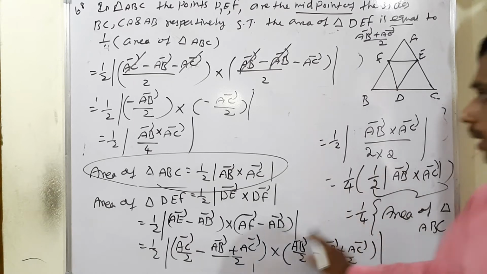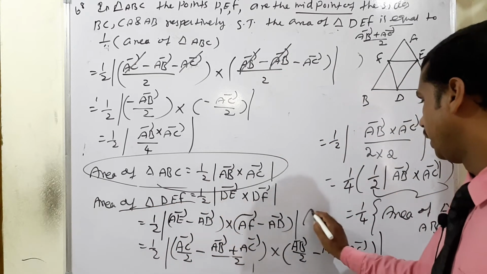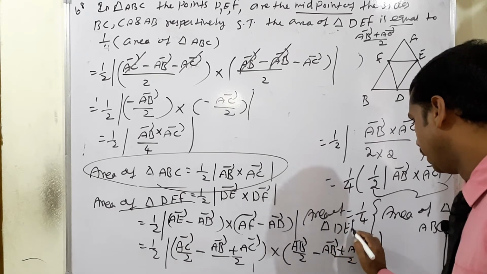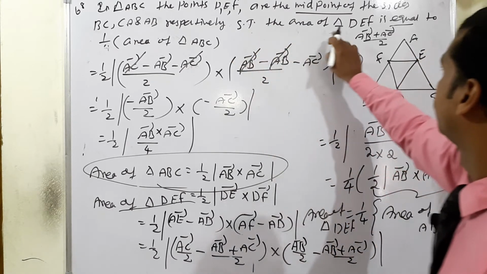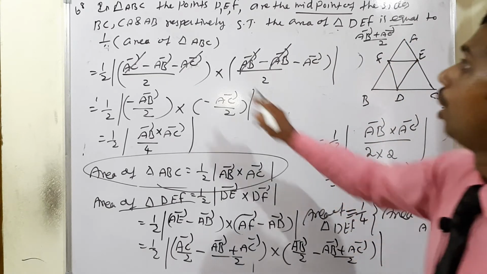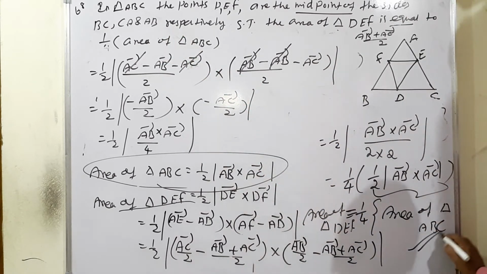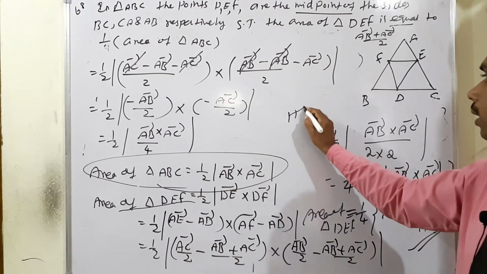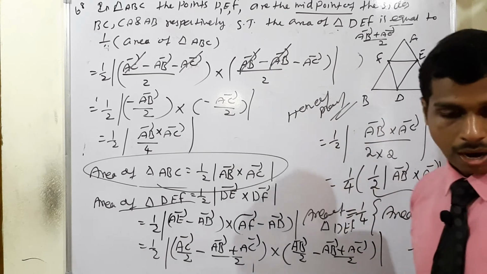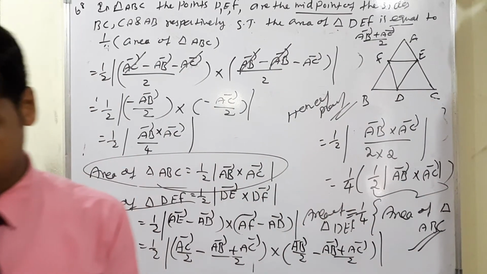And what is the meaning of this? This is the area of triangle DEF, isn't it? So we have shown that area of triangle DEF is equal to 1 by 4 into area of triangle ABC. One of the important questions. Okay, we can write it, hence proved. Okay, I will continue with the next example.